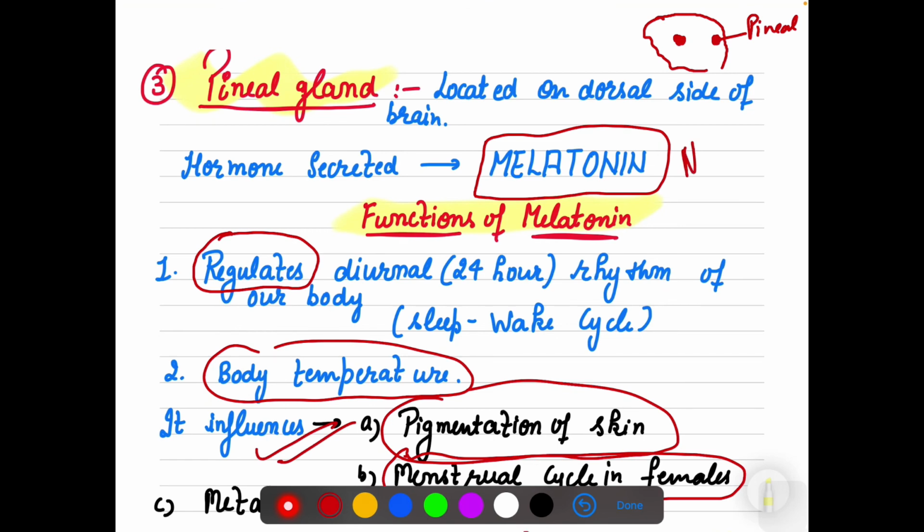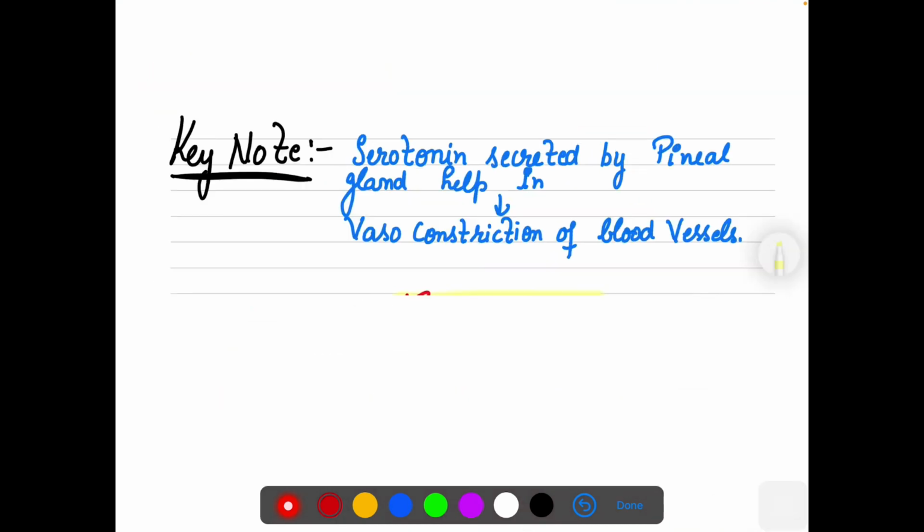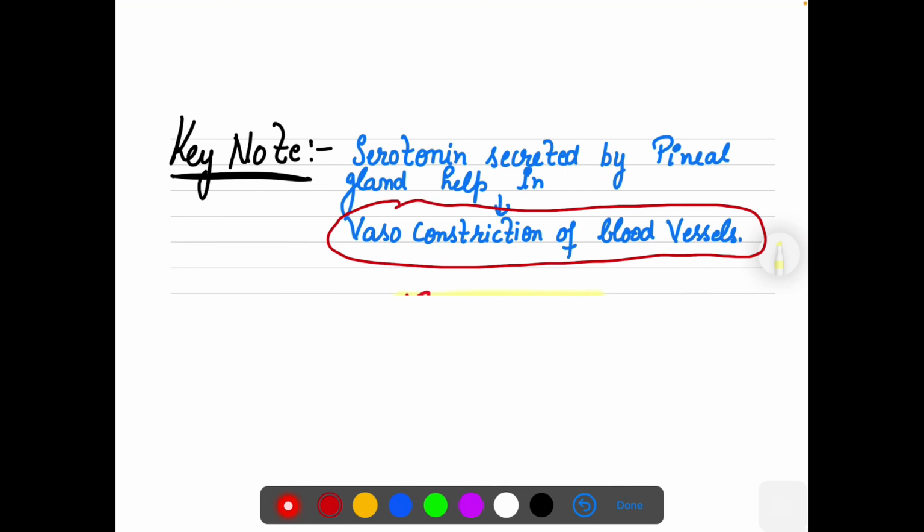But mostly the question comes on melatonin, which is the main regulatory hormone: the diurnal hormone, rhythm hormone, sleep-wake cycle hormone, that is melatonin. Serotonin is also secreted by the pineal gland and it helps in the vasoconstriction of blood vessels. Basically it narrows the blood vessel, reduces its width, it constricts it.